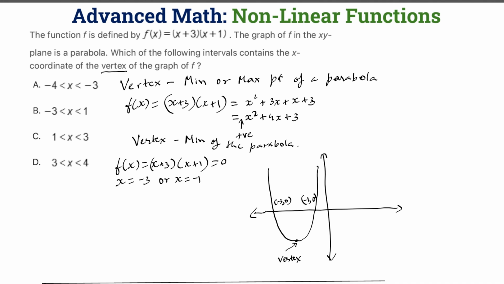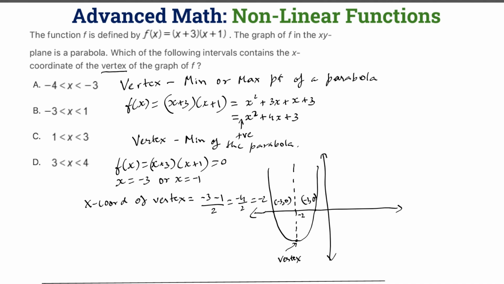And so the vertex is going to be in between these 2 points, right in between these 2 points. So the x coordinate of the vertex is going to be equal to, the midway point is just going to be -3 minus 1 divided by 2, which is going to be equal to -4/2, which is going to be equal to -2, right? So the x coordinate here is going to be equal to -2.